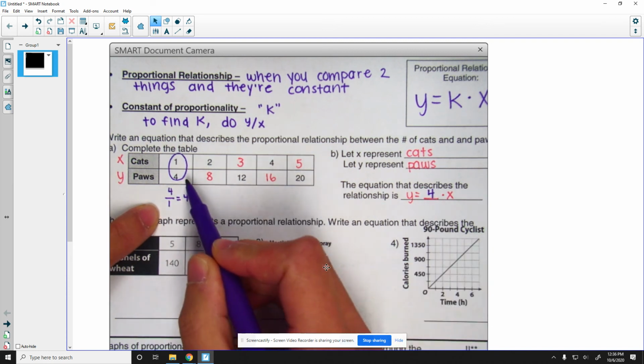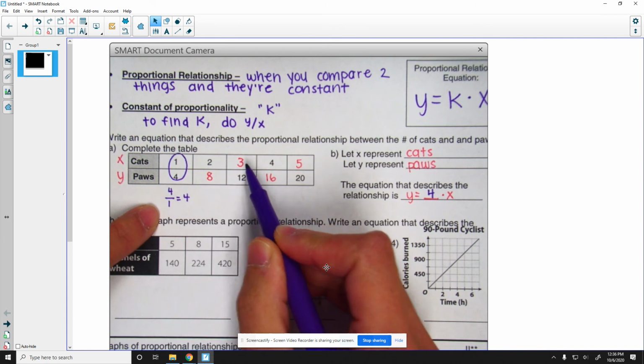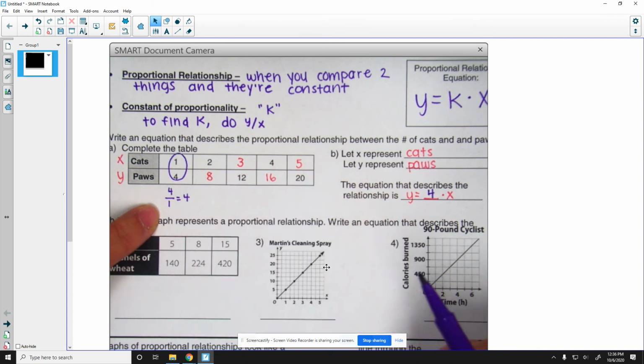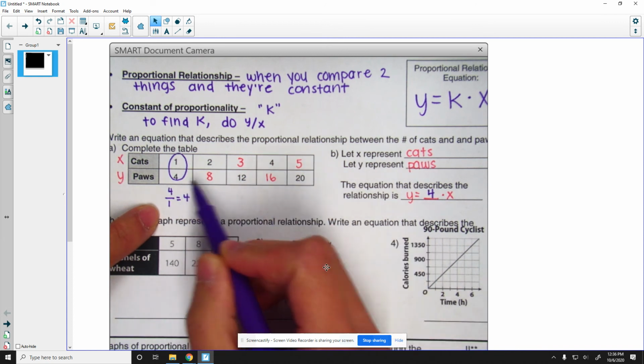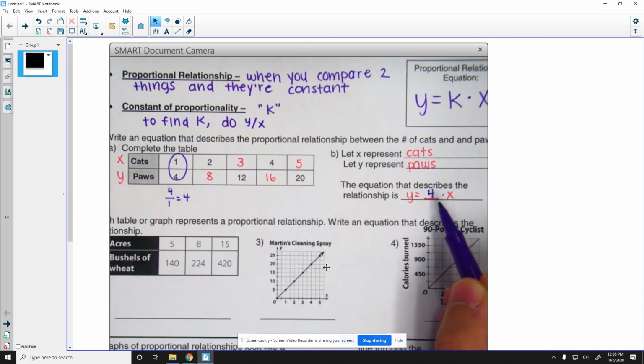If you don't want to use this one, then why don't we do this one? 8 divided by 2 is 4. 12 divided by 3 is 4. 16 divided by 4 is 4. So it all equals 4. It doesn't matter which number or which point I choose. I'm always going to get a constant of 4.